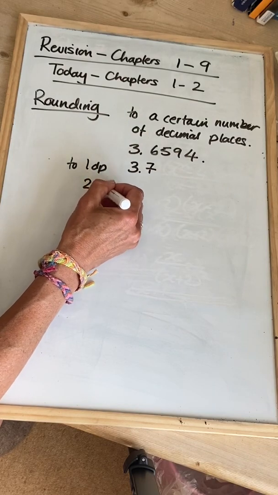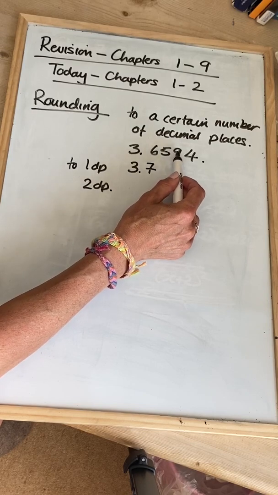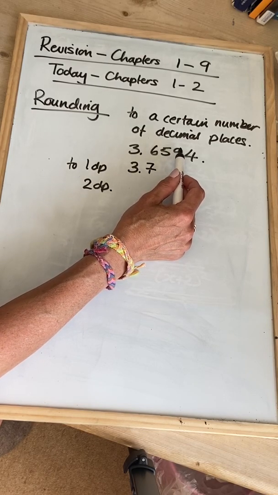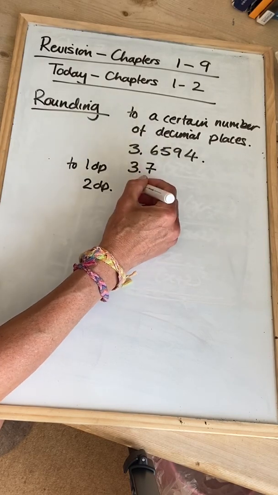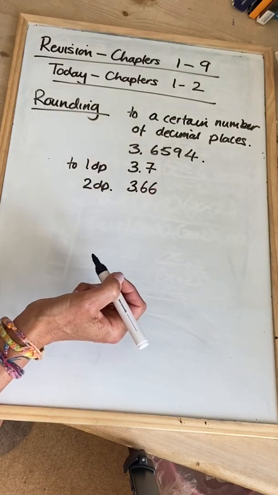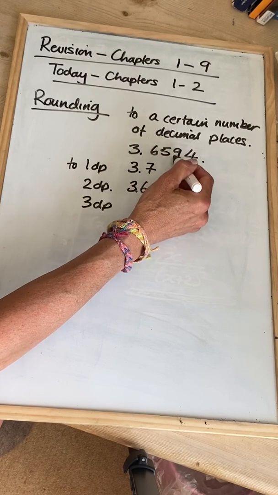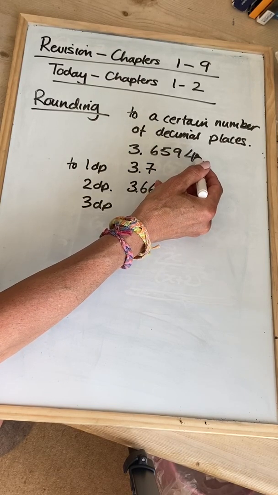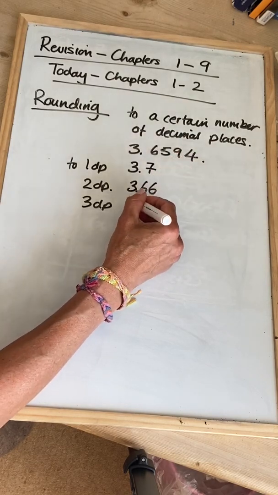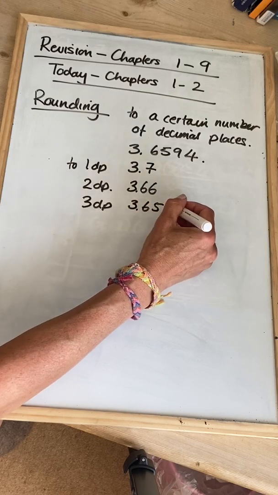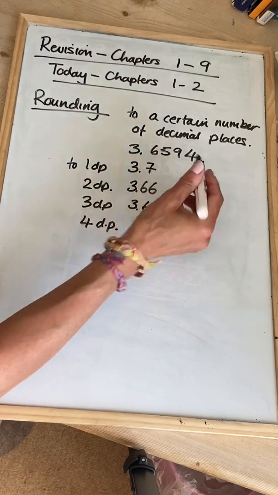If I'm rounding to 2 decimal places, I go 3.65, I take a little peek at the next decimal place. It again is between 5 and 9, and therefore I'm going to round up. So to 2 decimal places, I'd be at 3.66. 3 decimal places, go 1, 2, 3 decimal places past the decimal point. Look at the next one, it's a 4, that is below 5. So I leave my 9 as it is, so 3.659. And then finally to 4 decimal places is already there.